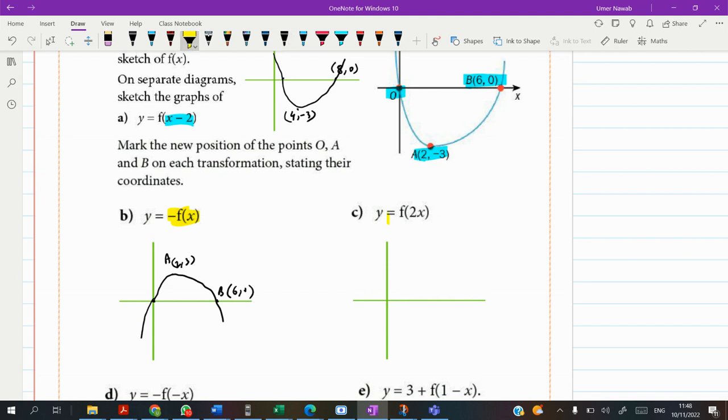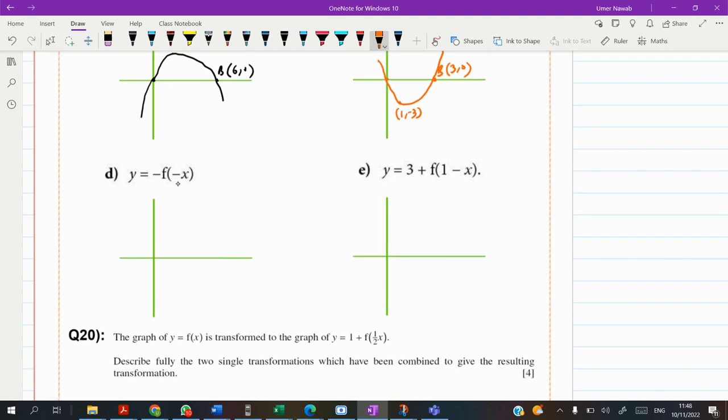F of 2x, it means that it's a horizontal stretch. Your scale factor is half. So each point will be multiplied, the x coordinate will be multiplied with half. So take the half of that. So 6, 0 will become 6 divided by 2 is 3. So 3, 0. So your point P is 3, 0. And 2 divided by 2 is 1. So it is 1, minus 3. So points will get more closer to the y-axis.